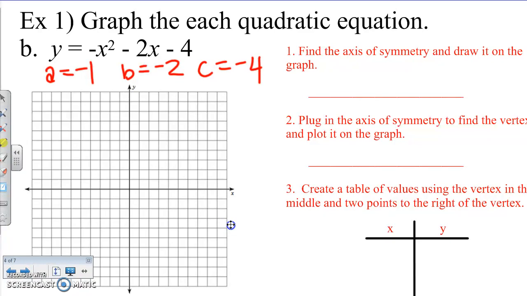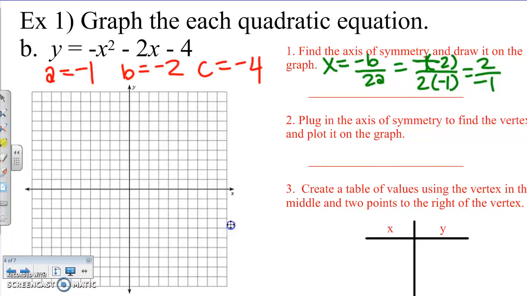We're going to plug that into the equation. Negative B over 2A, that's going to give me my axis of symmetry. So in this case, I'm going to have negative, my B is -2, over 2 times -1. These two negatives together become a positive, and then 2 times -1 is -2. So 2 divided by -2, that's going to be -1. So I'm going to go ahead and draw my axis of symmetry at -1.